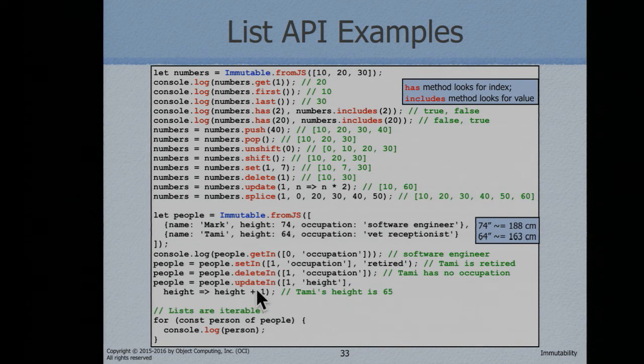Okay, and this people list is an iterable thing, and so I can use it with the for of loop and iterate through that and print all the person objects.